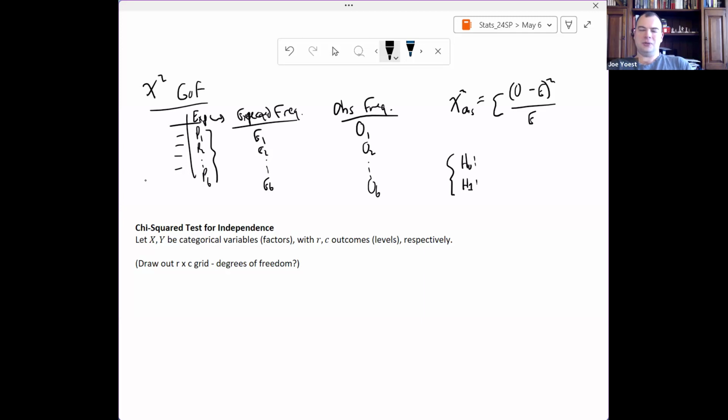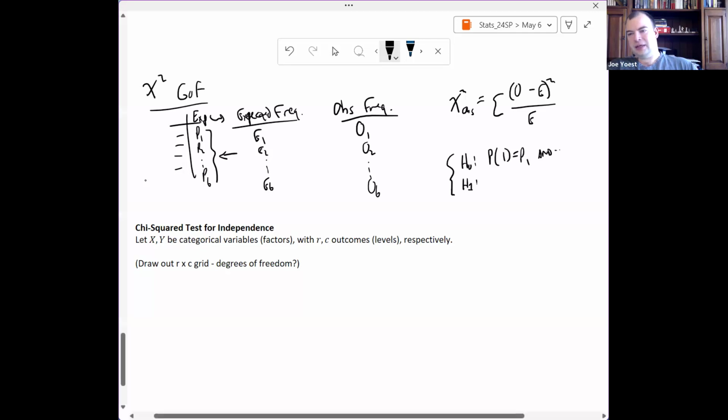So for a big chi-squared observed, that would put us far into the right tail. That would be a rejection. And what would a rejection get us? It would get us basically that this model is not a reasonable model. Therefore, the null will be that, say, the probability of rolling a 1 is P1, and so on through the probability of rolling a 6 is P6.